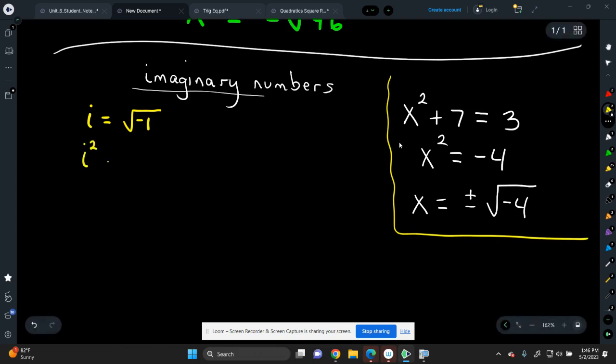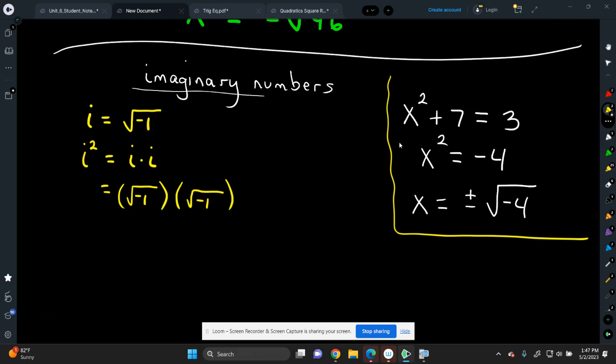i squared. Well, i squared is i times i, right? Does everybody agree with that? Yes. Okay. Well, what does i equal? The square root of negative 1. Okay. Everybody following me?